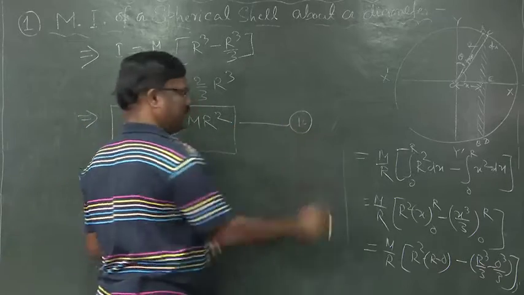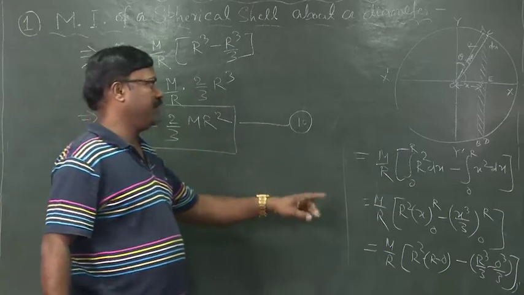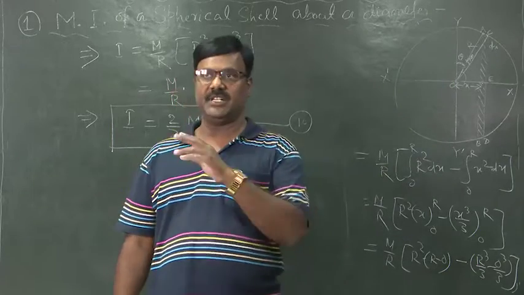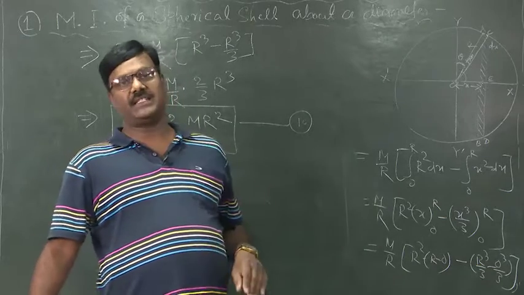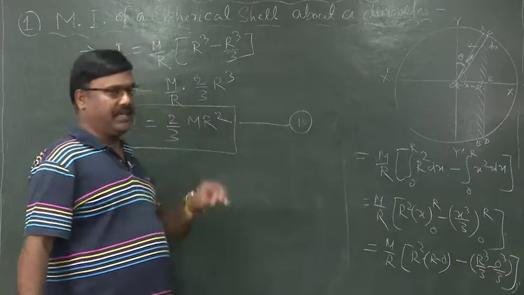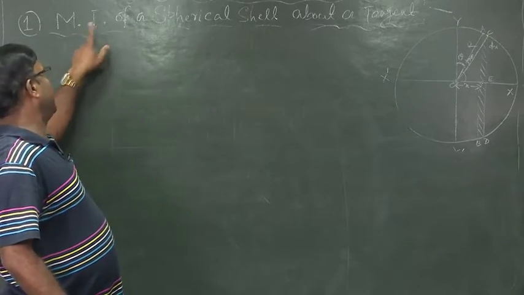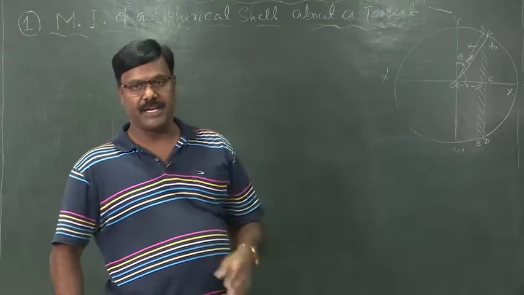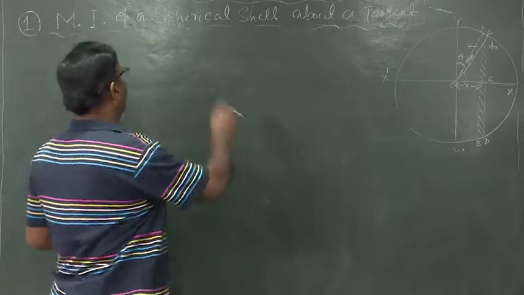This is equation 10. This is the expression for the moment of inertia of a spherical shell about one of its diameters. And now the moment of inertia of the same spherical shell about a tangent can be obtained by using the parallel axis theorem. Now the moment of inertia of the spherical shell about a tangent can be obtained by using the parallel axis theorem.